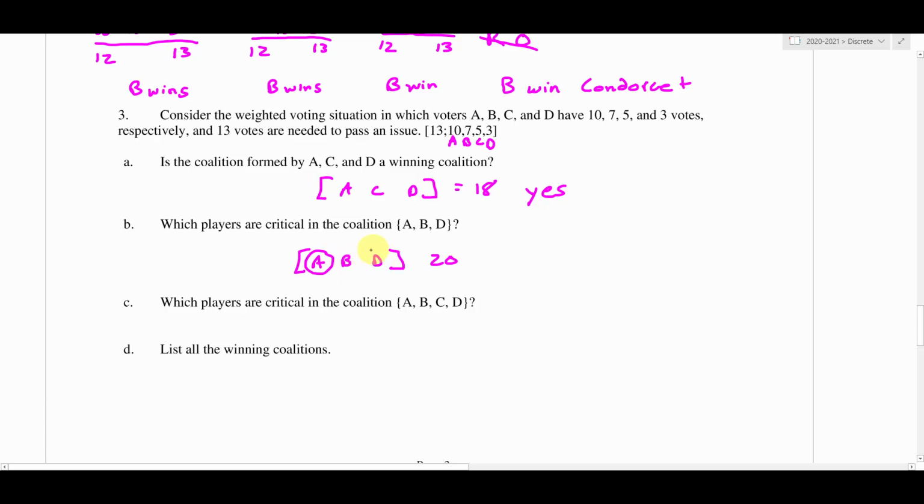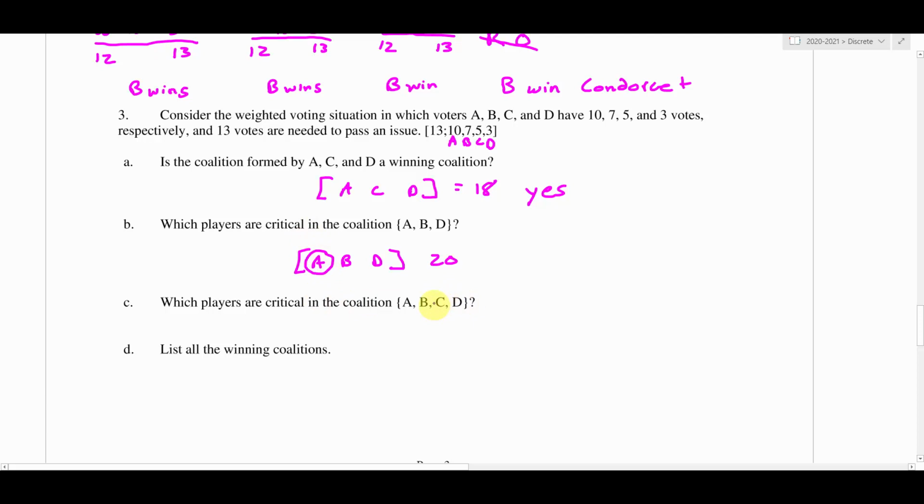If we lost B, right, they would go from 20 down to exactly 13 because B had 7 votes. So B is not critical. A and D can carry the coalition by themselves without B. And then same thing with D. D only had 3 votes, so if we lost 3, that would drop us down to 17, which means A and B can carry the team by themselves. So the only one that's critical here is player A.